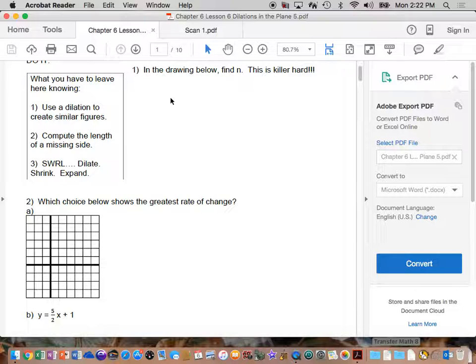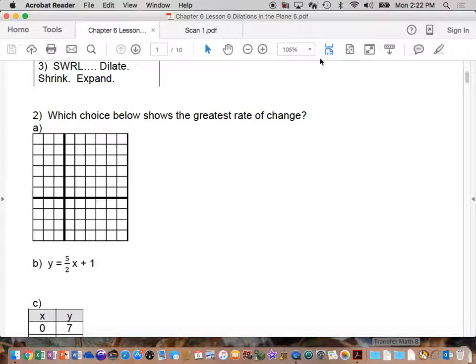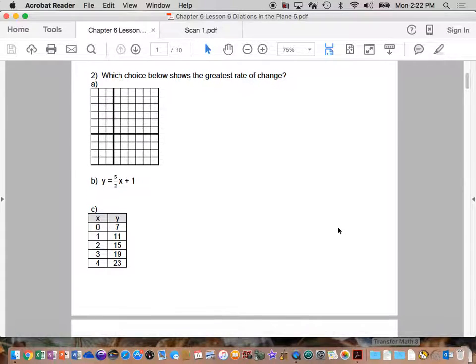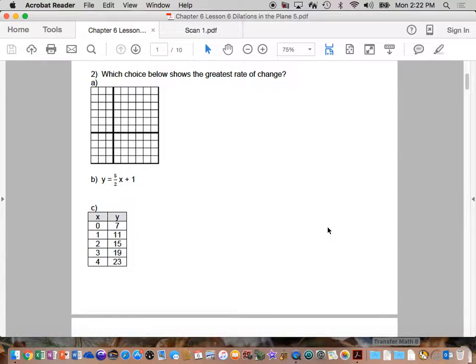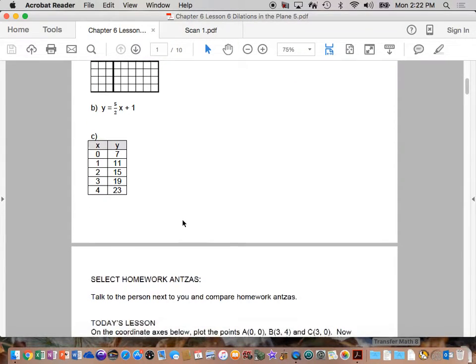I'm going to see if I have time to come back to the drawing for number 1. I'm not sure if I'm going to or not. But I can do this average rate of change question. And I did not give you a drawing. So instead, we're going to just do B and C.